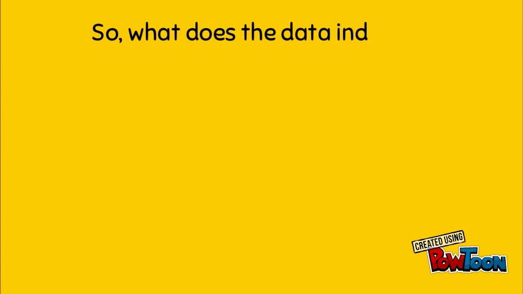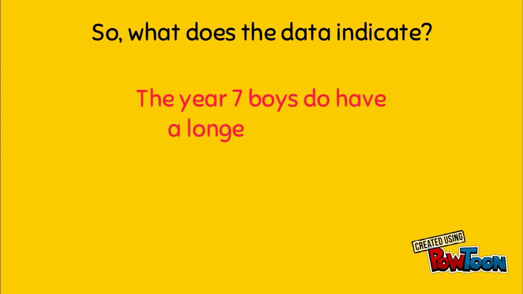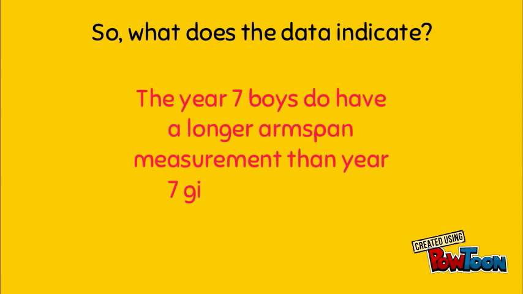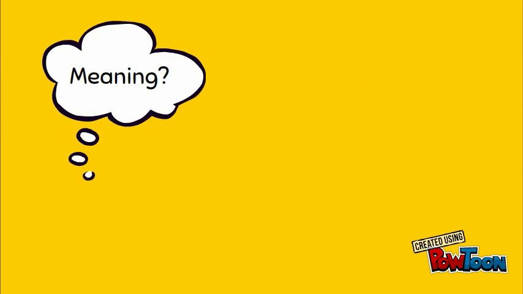The data story and measures of centre indicate that for this particular data sample, Year 7 boys do have a longer arm span measurement than Year 7 girls. For this sample, boys do have a longer arm span measurement, but it should be acknowledged that the mean for both groups is very close, and the presence of outliers could affect the results.